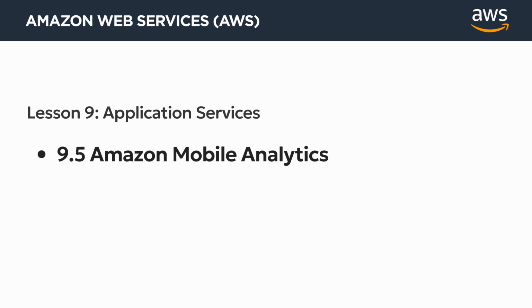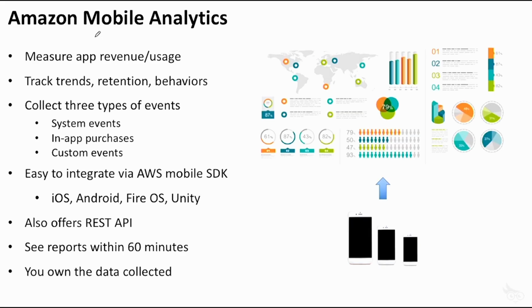Now let's talk about Amazon Mobile Analytics. This service makes it really easy to measure the usage of our applications. So we have mobile applications out there, and we want to understand what our users are doing. What are the trends that are going on within these applications at any particular period of time? What's the retention of our users? Are they coming back? And if they're coming back, what are they doing? What are their behaviors? And by understanding these things, we can start to understand how to make our app better. We can start to understand ways that we can further monetize our application as well.